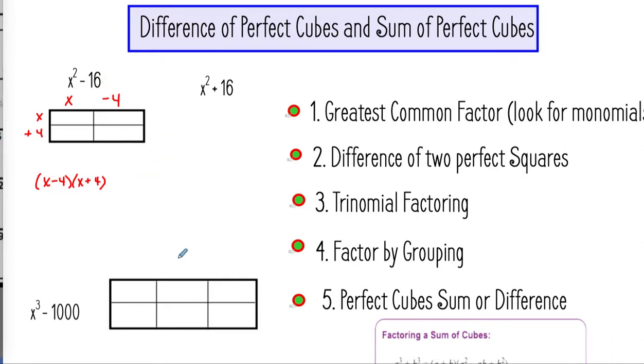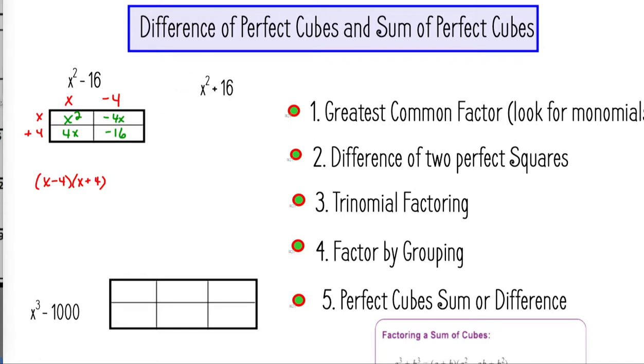Okay, x times x is x squared. X times 4 is 4x. Negative 4 times x is negative 4x. Negative 4 times 4 is negative 16. I know you did this in Algebra 1. It was part of the curriculum. I taught Algebra 1. I know it was there. So if you're going, I never saw that, well, you did.